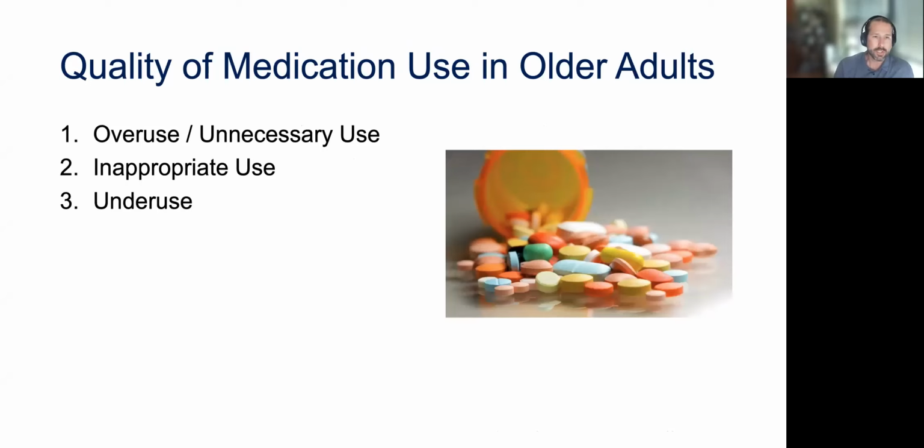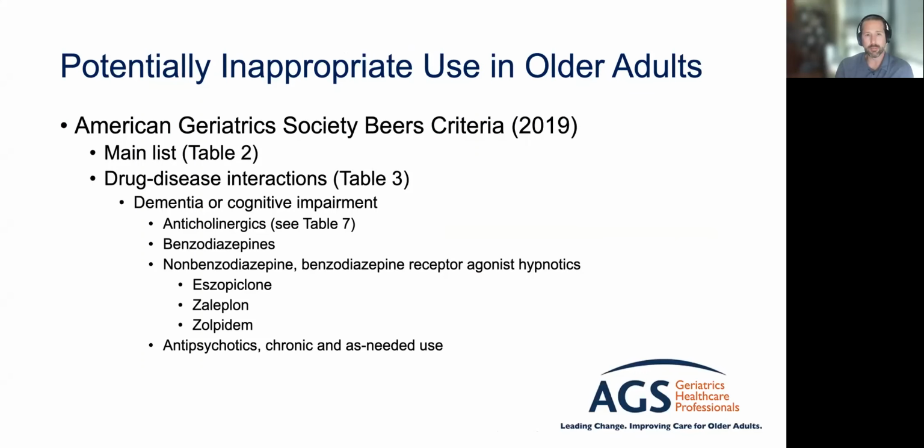So now switching to the second category of inappropriate use, which again is where the risk outweighs the benefit. Kind of hard to determine as health status changes over time. But when we talk about inappropriate use, we're most often talking about the Beers criteria, which were named after a geriatrician, Mark Beers. They're updated every few years, most recently in 2019. And so we're due for an update probably next year.